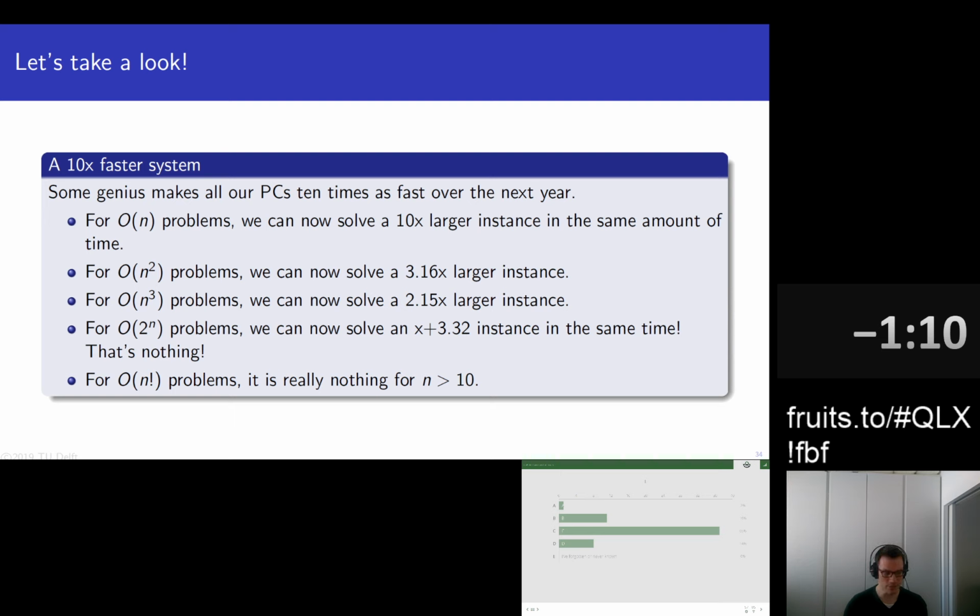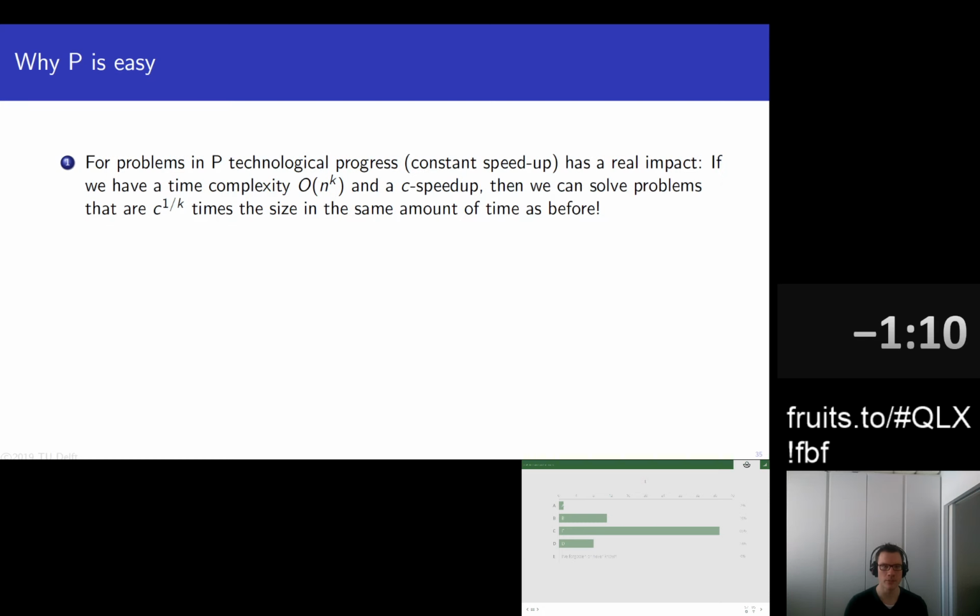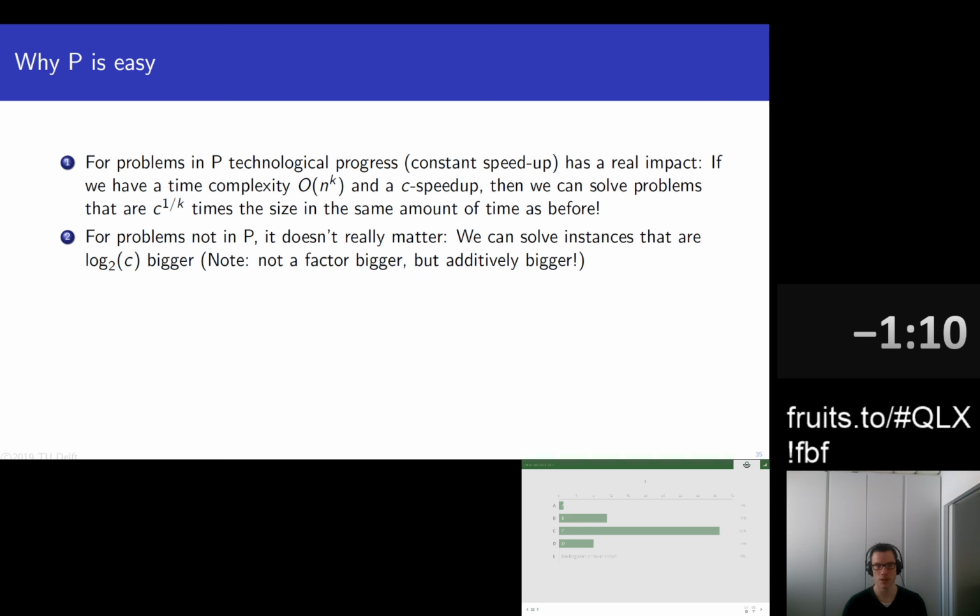So what does this mean? It means that for problems in P, technological progress, a constant factor speed up, something becoming c times as fast, actually matters, because it allows us to solve problems that are c to the power 1 over k times as large in the same amount of time. Getting a factor 10 speed up allows us to solve problems that are 10 times as big for linear problems. And similarly, for problems that are not in P, this technological progress doesn't really seem to matter, because the instances we can solve with our faster machines are only a constant bigger instead of a constant times bigger.